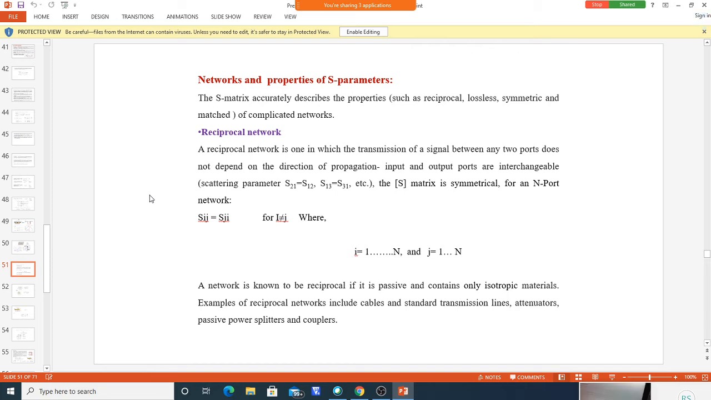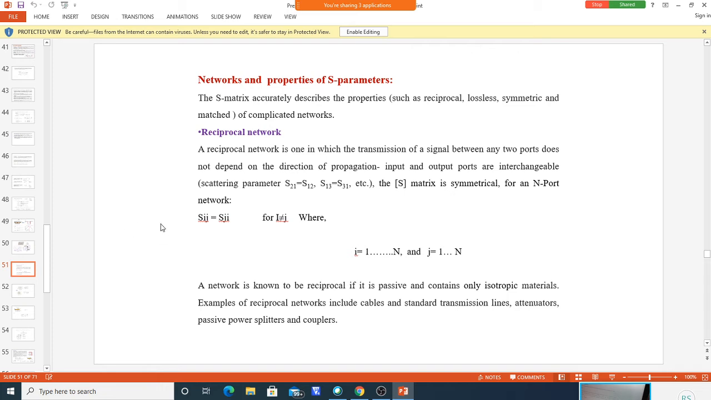Ujjwal, Nikhil, Rakshit. See, many of them were not present. That's why again and again it's a problem.